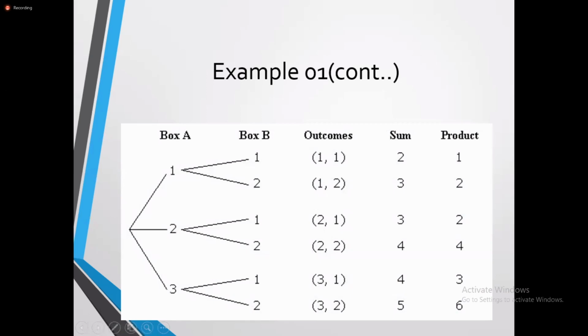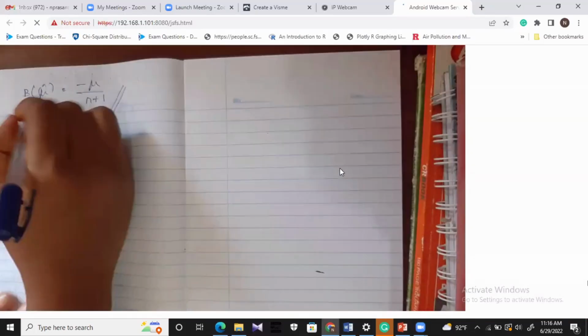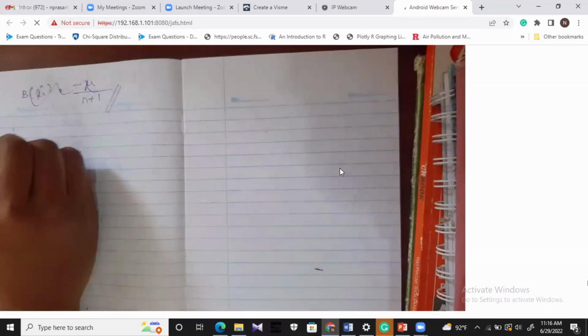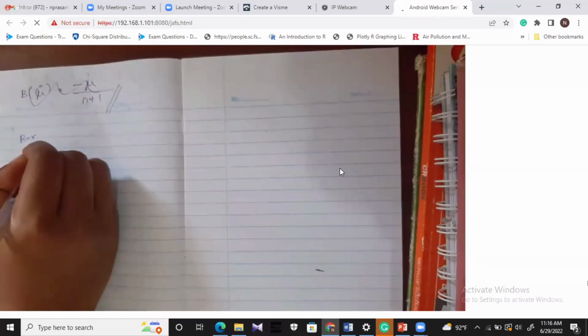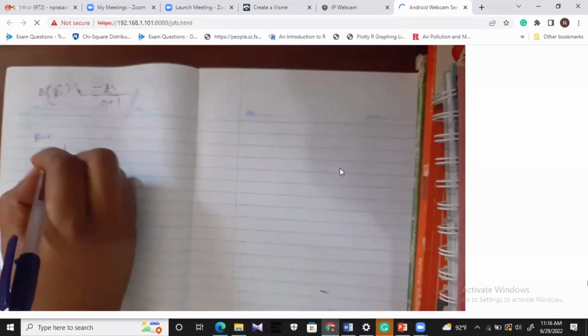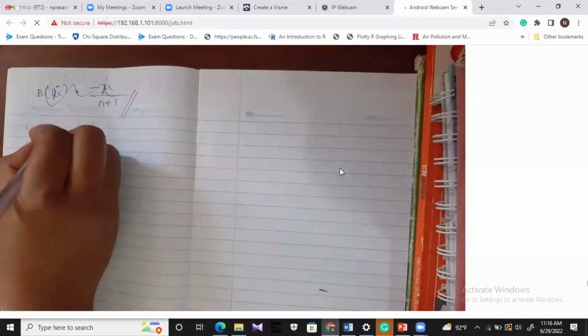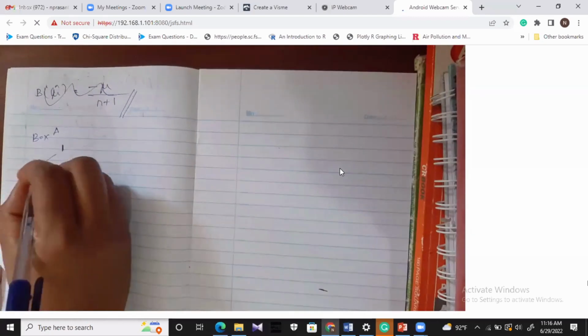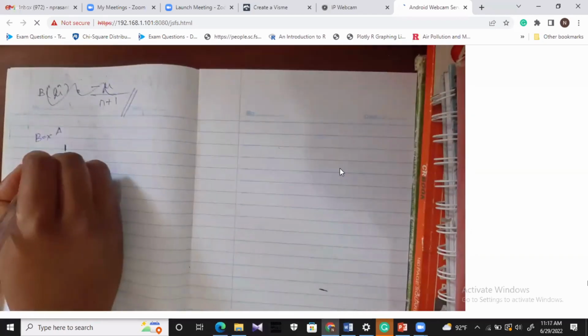Okay, right? Give me a second. I will show you how to put those probabilities. Now box A contains 3 cards. Therefore, we have 3 possible outcomes. Now tell me, what is the probability of getting number 1 from box A? It has only 3 cards. Without looking at box A, we are taking 1 card. Therefore, the probability of getting 1 is 1 upon 3.